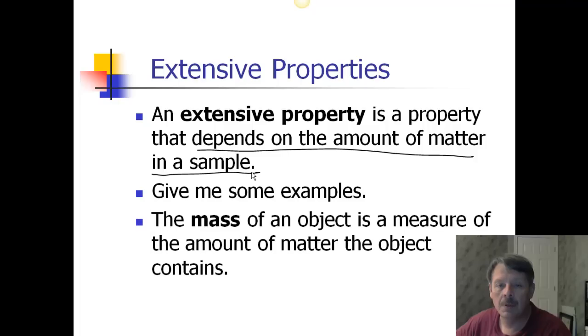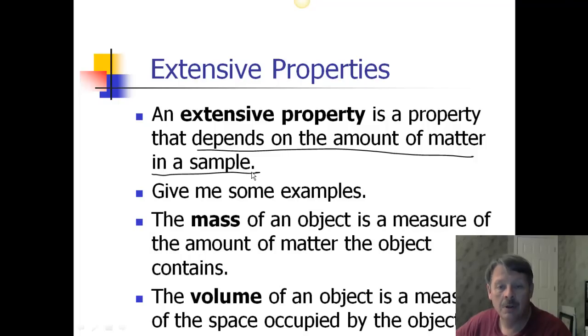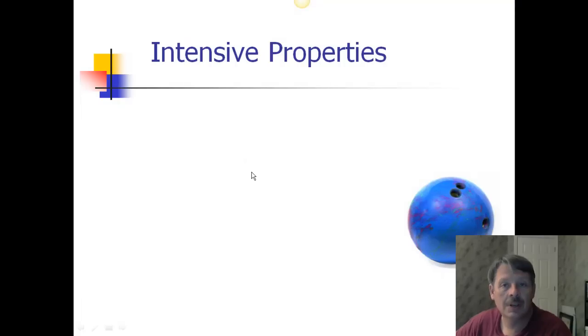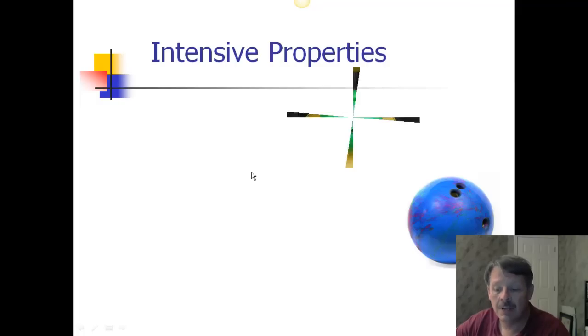Okay, so I told you that mass is a measure of the amount of matter the object contains. Another example is volume. How big is it? The bigger it is, the more space it takes up. That means that I have more stuff there. Those are extensive properties. Intensive properties, on the other hand, are just the reverse. Intensive properties say, I don't care how much you have, it's not changing.